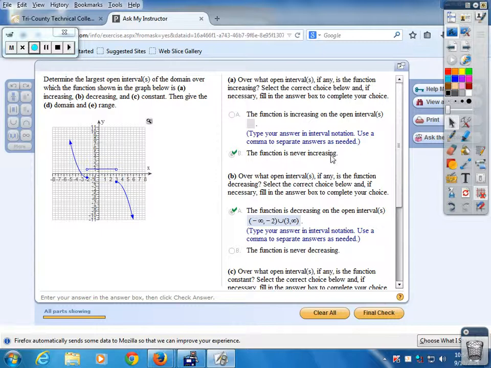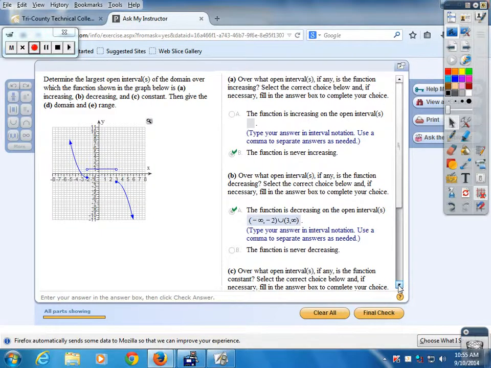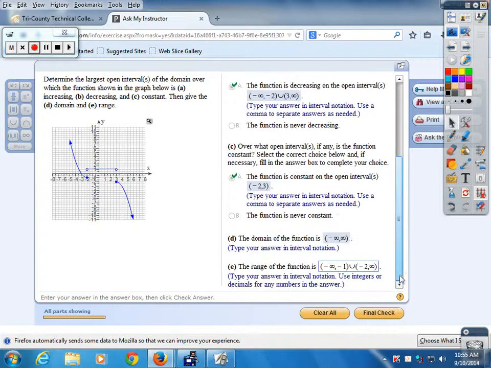The function is never increasing. Well, we decided that. The function is decreasing on the open intervals negative infinity to -2 and 3 to infinity. We did that. Over what open interval is it constant? We did that, -2 to 3. The domain is all real numbers. There's our range. So they did it as a whole. Okay?